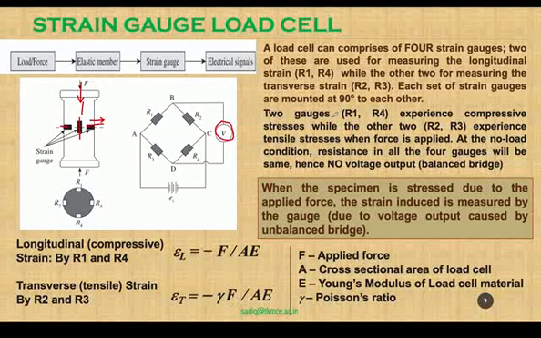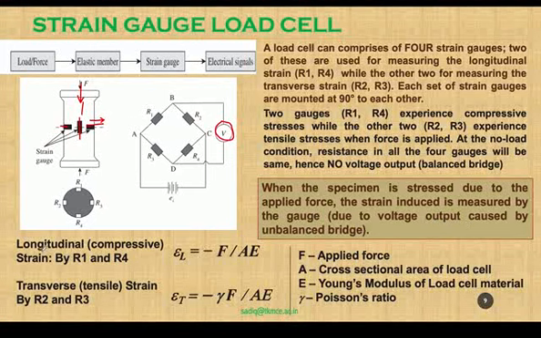Now two gauges R1 and R4 experience compressive stresses, while the other two resistances R2 and R3 experience tensile stress when force is applied. At no load, resistance in all the four gauges will be the same, and hence no voltage output. That is a balanced bridge from this Wheatstone bridge. When the specimen is stressed due to the applied force, the strain induced is measured by the gauge due to the voltage output caused by the unbalanced bridge.